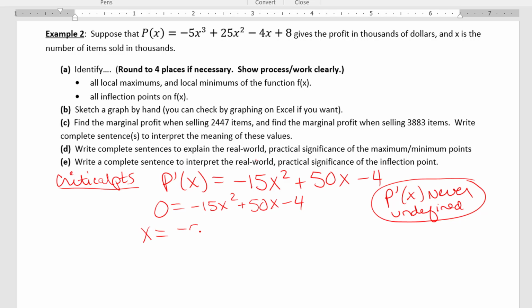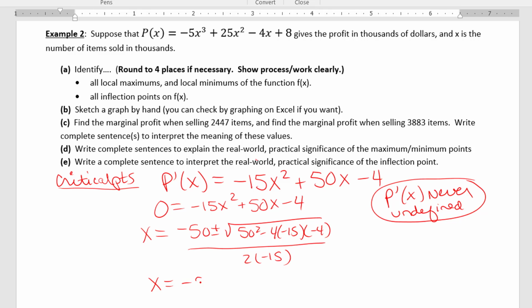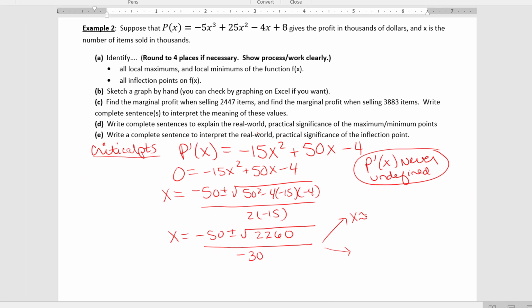So x equals negative b plus or minus square root of b squared minus 4ac all over 2a. I'm going to use the calculator to help me identify the value of the discriminant, the value underneath the radical. So I pop it in the calculator and I find that the number underneath the square root, the discriminant value, is 2260. And so now I'm going to just break this down into approximate values. Again, you can use Excel or you can use the calculator to find these. I find the two x values, two solutions to that equation.